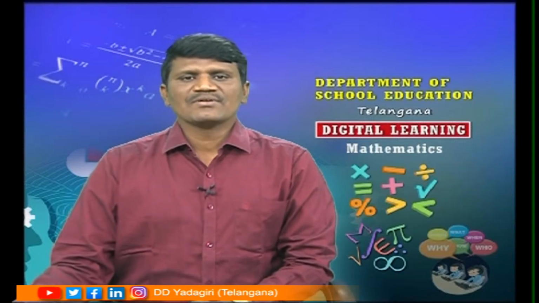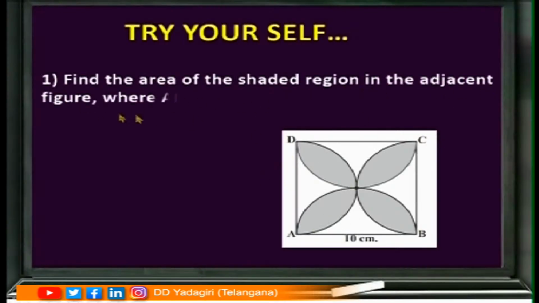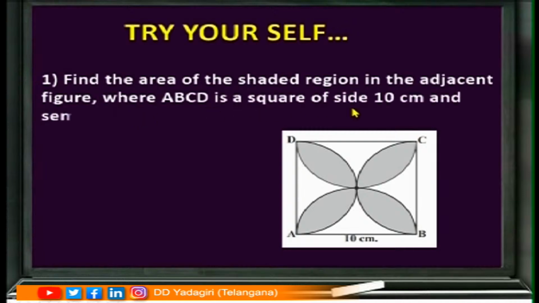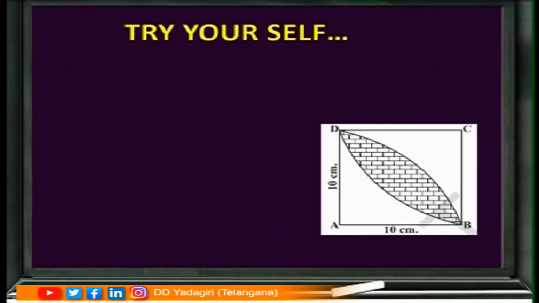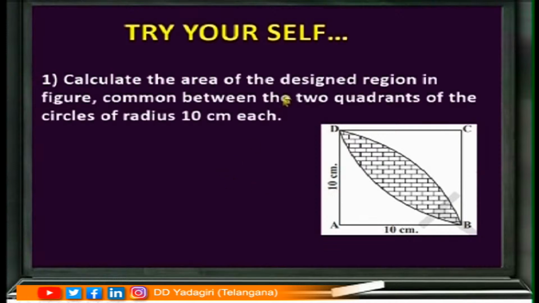Students, try this problem yourself. Find the area of shaded region in the adjacent figure where ABCD is a square of side 10 centimeter and semicircles are drawn with each side of the square as diameter. So, this is the figure, students. You try yourself. And the second problem: calculate the area of the designed region in the figure common between the two quadrants of the circle of radius 10 centimeter each. So, this is the square and this is a sector and this is also a sector. Using the formula, you can solve this problem.